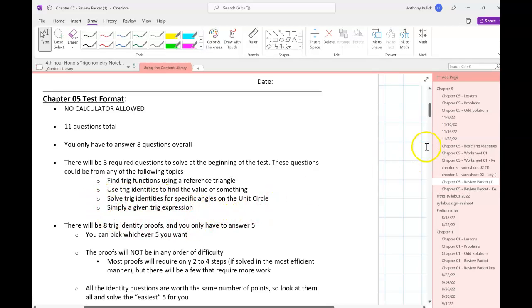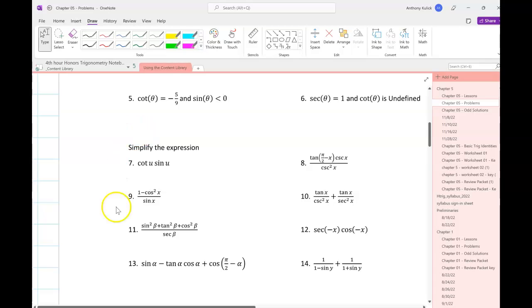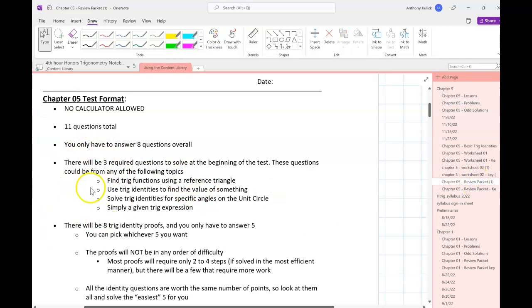And then simplify trig expression, that was like 7 through 14, worksheet 2. Those 2 things we just did, that's all just simplifying. So you're going to get 3 out of those 4 as required.